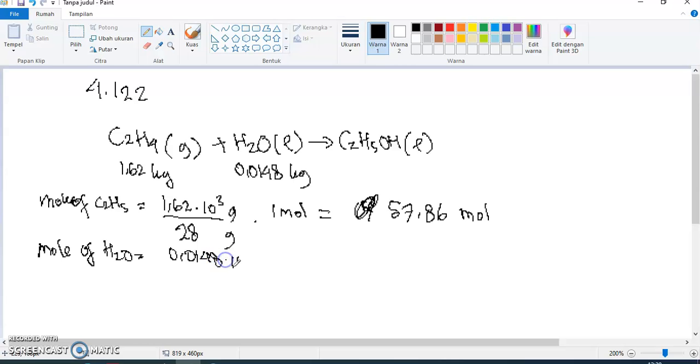And then the next one, mole of water, 0.014 kilograms. You change it to become grams, divided by the molecular mass of water. So you got the result, which is 0.82 mole. Okay, let's see which one is the limiting reactant from this equation.